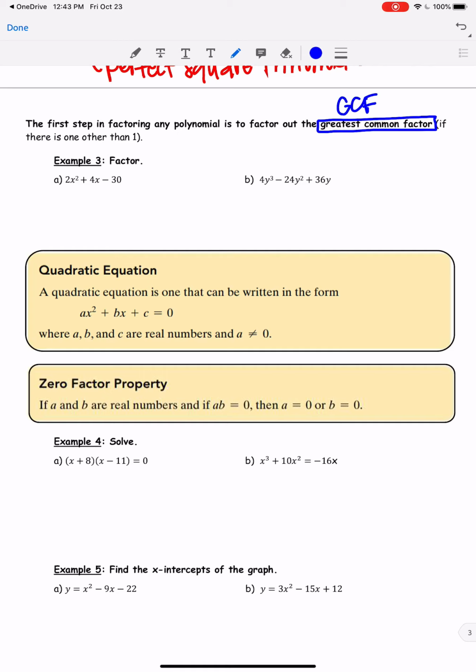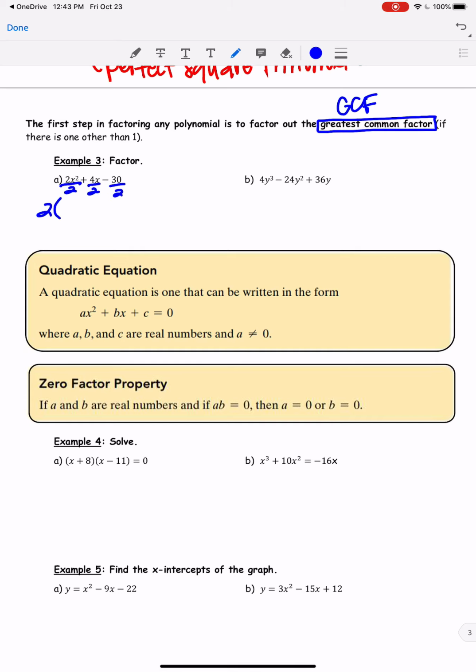So example 3 says to factor, look for your GCF. On A, they're all even numbers, so I do have a GCF of 2. Now when I take that 2 out, think about dividing all of these terms by whatever that GCF is.